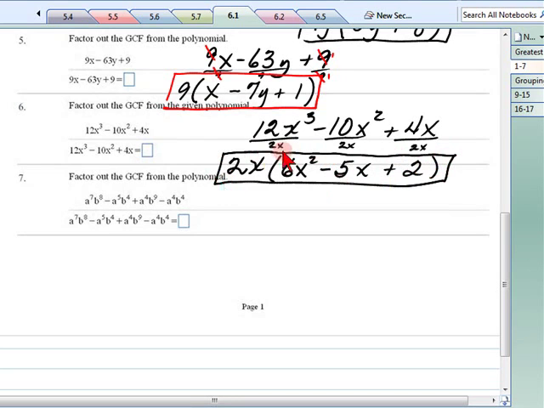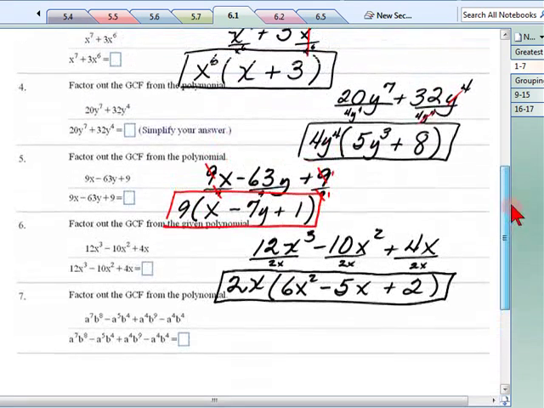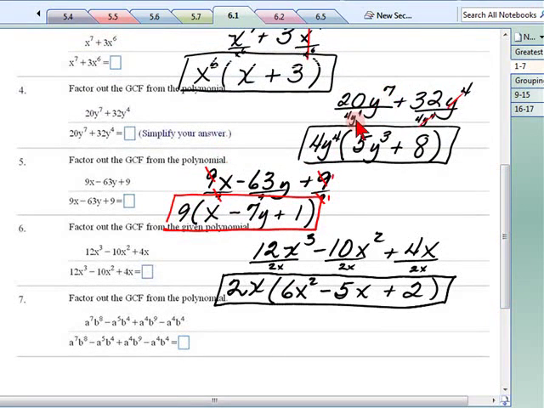I used the quotient rule, which made me subtract. 3 minus 1 gave me the 2. 2 minus the 1 gave me the 1, and these completely divided out. So the quotient rule says you have to subtract the exponents. Same thing up here when I had a y to the 7th over a y to the 4th. I subtracted for y to the 3rd.